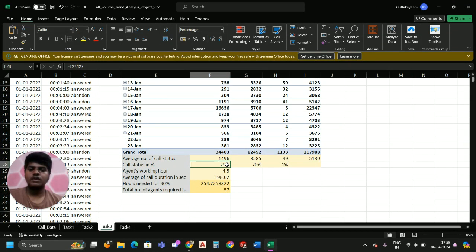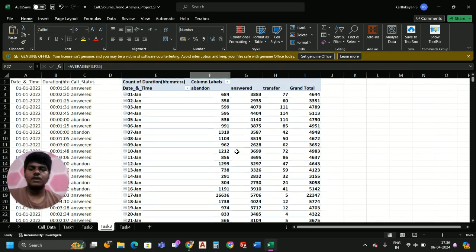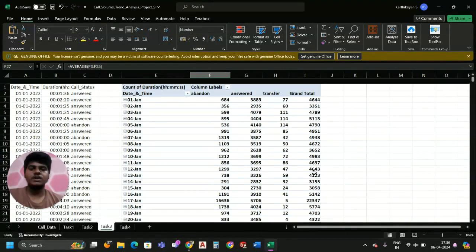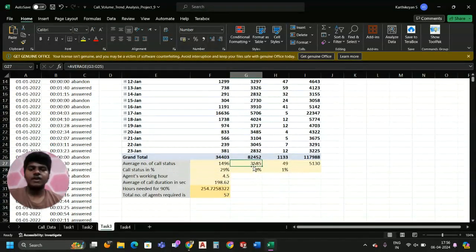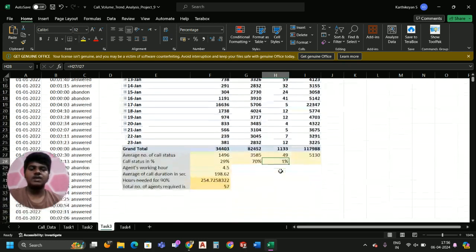After that, in order to know the call status in percentage, I have just divided the first column by the total number, that is 1496 were abandoned out of 5130, the total number of calls. So I got 29%. In the same manner, for the answered calls, 3585 were answered out of 5130, that is 70%. Here we need to increase this 70% to 90%, and decrease the abandoned calls from 29% to 10%. The transferred percentage is 1%.